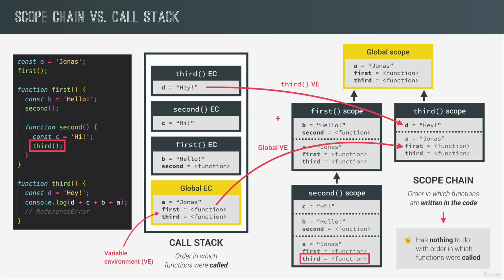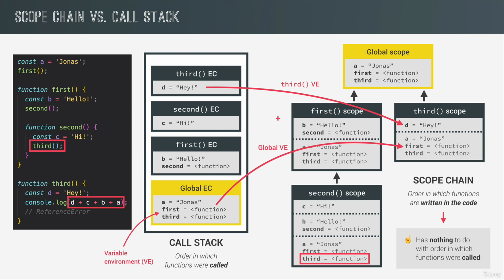Great. So what happens in this third function? Well, we're trying to access variables b, c, d, and a here. D is no problem because it's right there in the third function's scope. So that one is easy. Then variable c is not in a local scope, and so JavaScript needs to do a variable lookup. So it looks up in the scope chain, looking for variable c, but it's not there.